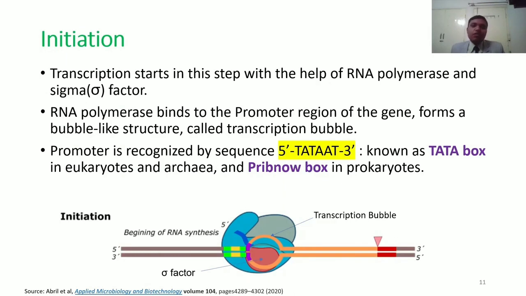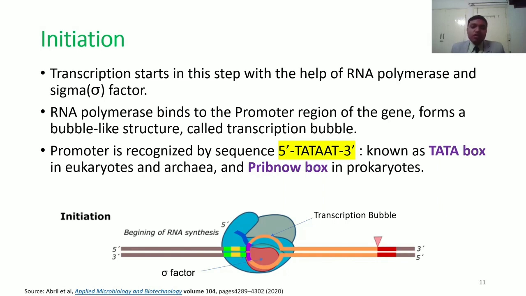In the starting of transcription, RNA polymerase and the sigma factor, which is an initiation factor, are going to bind with the template DNA, and it is going to form a bubble-like structure called the transcription bubble. Now, how is this RNA polymerase going to bind to a particular region of the DNA template? It is always going to bind with the promoter region of the DNA template, as we have discussed before.